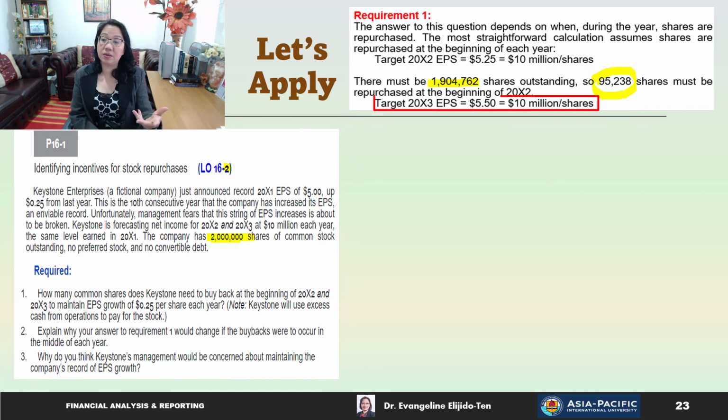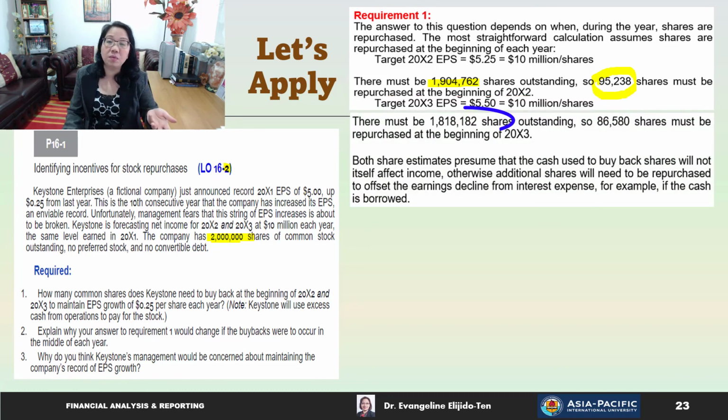In 20x3, they wanted another 25 cents of EPS added to the 20x2 EPS of $5.25. So they are targeting $5.50 EPS. So divide $10 million by 5.50, and you get 1,818,182 shares. This means they need to repurchase another 86,580 shares at the beginning of 20x3.